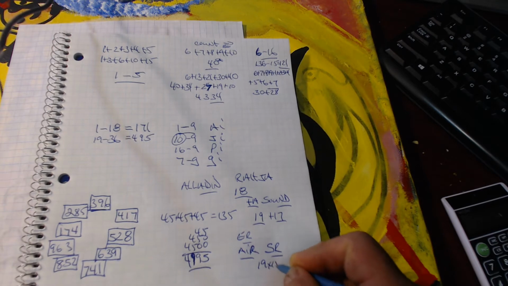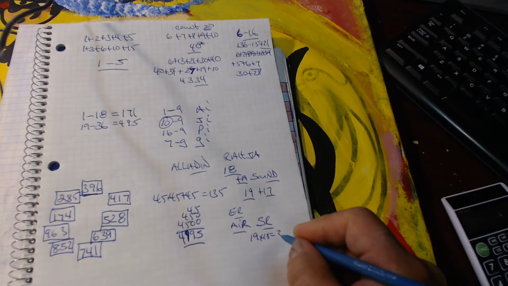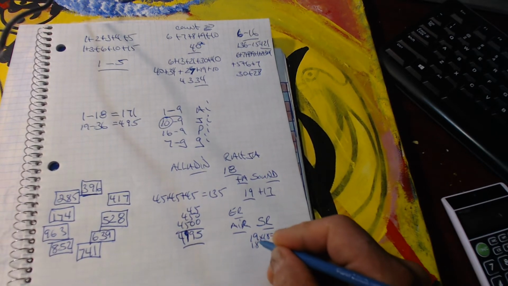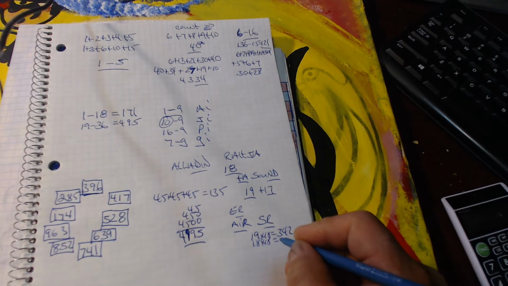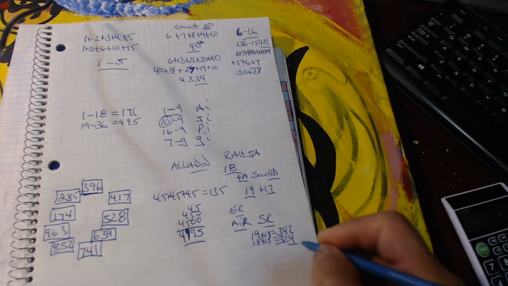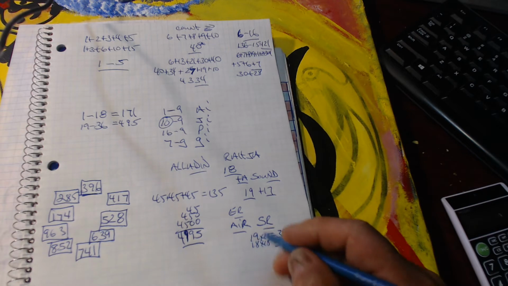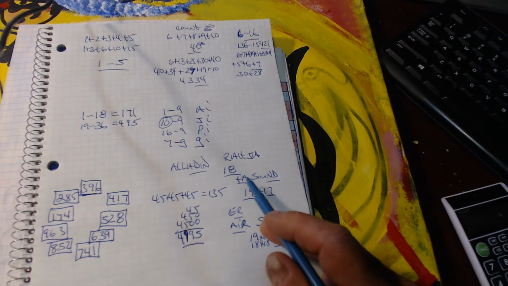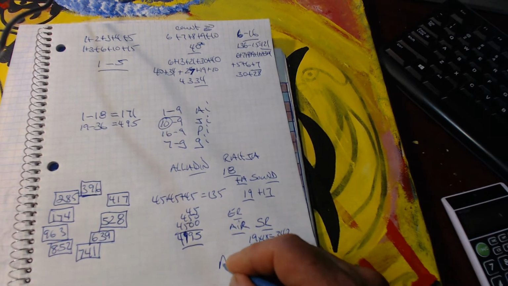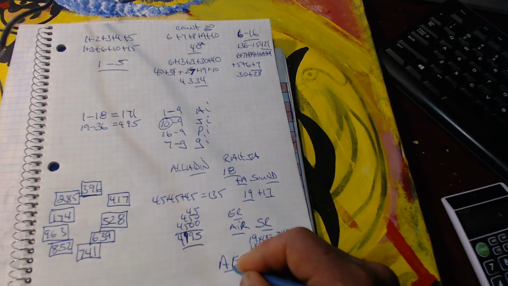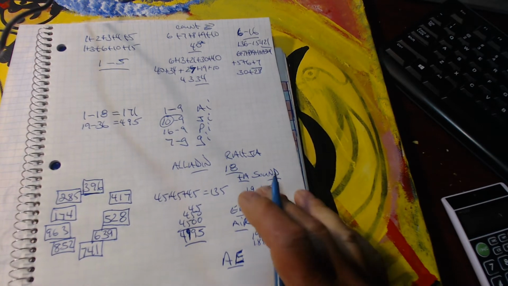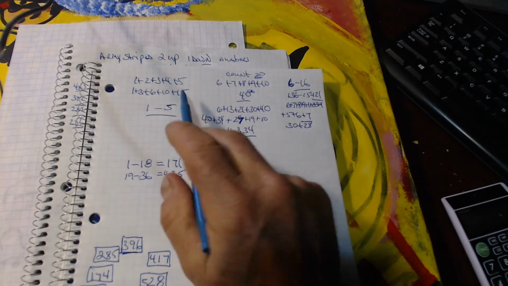19 times 18 equals 342. 18 times 18 equals 324. The difference is a space of 1, and the difference is your A. They're from two families, the A and the E family, which takes us to the next level.